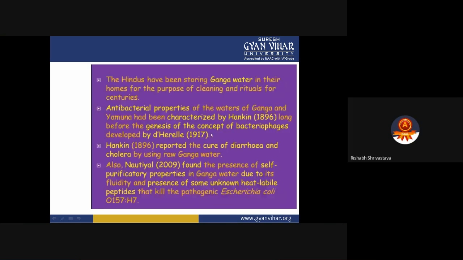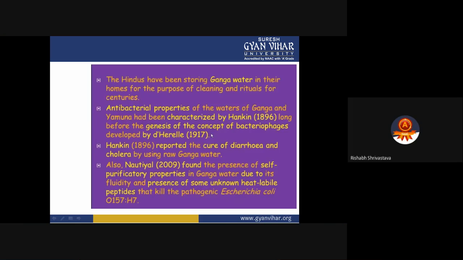We Hindus have been storing Ganga water in our homes for the purpose of cleaning and rituals for centuries. Antibacterial properties of the water of Ganga and Yamuna were characterized by Hankin in 1896, and this was long before the genesis of the concept of bacteriophages, which was developed by d'Herelle in 1917. Hankin, in that year, 1896, reported the cure for diarrhea and cholera by using raw Ganga water.